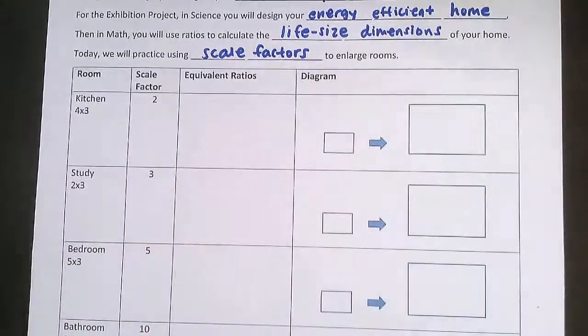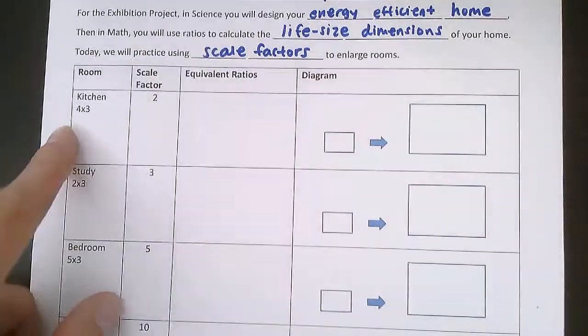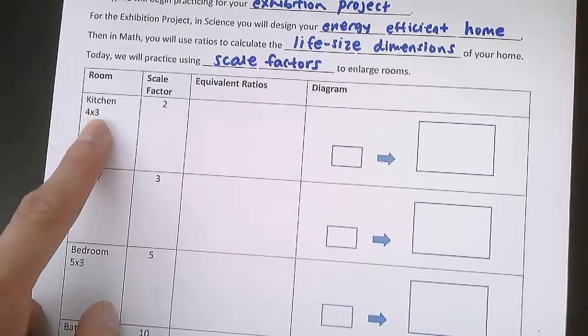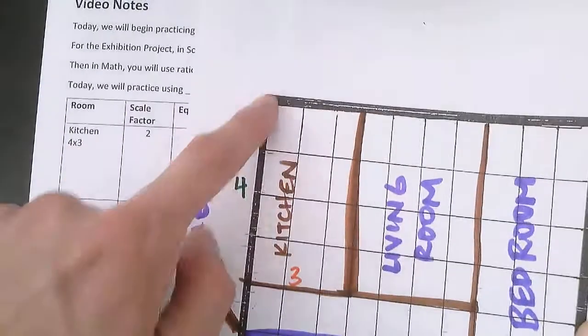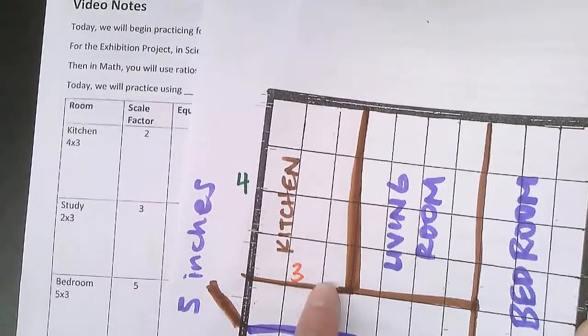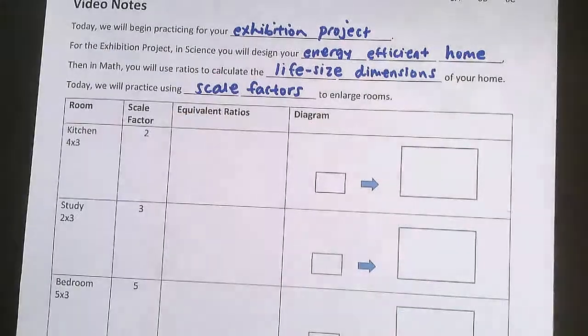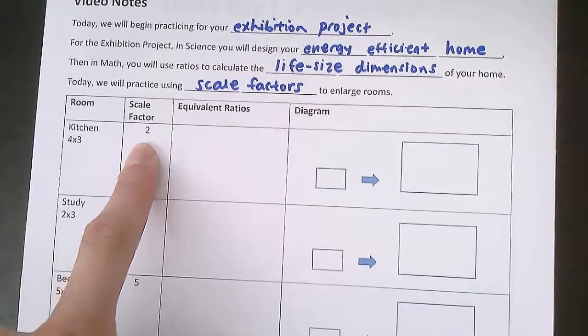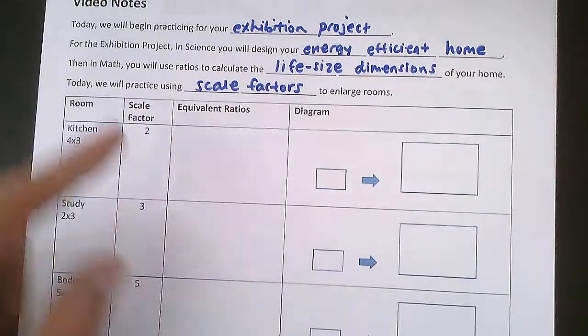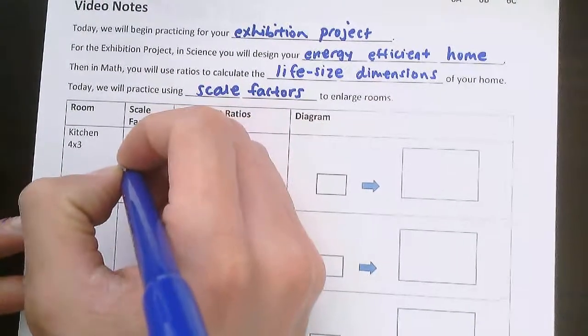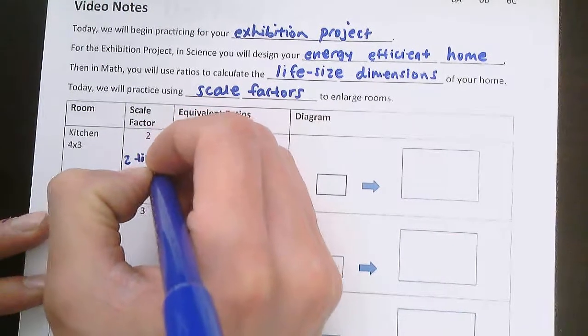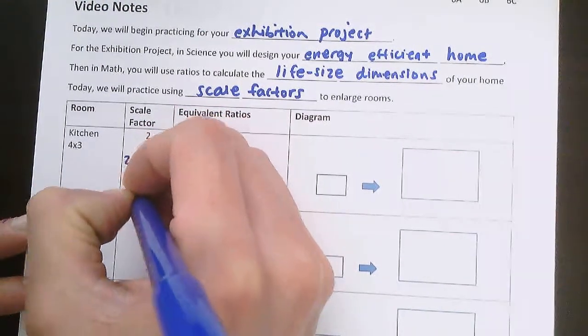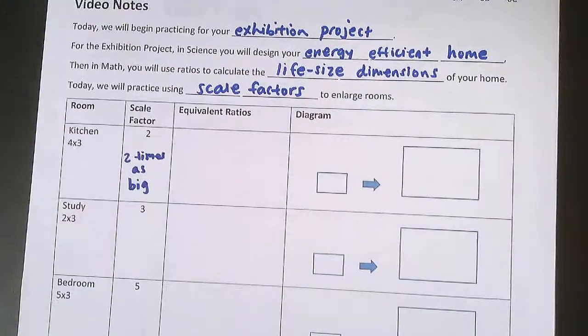So here's what I mean by that. Our kitchen is 4 units by 3 units. 4 units this way, 3 units this way, 4 by 3. And a scale factor of 2 means it's going to be 2 times as big. So I want you to write: scale factor of 2 means 2 times as big. And we can set it up using equivalent ratios.